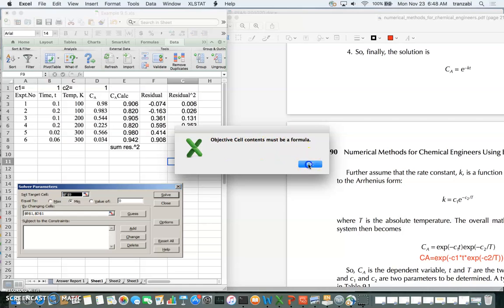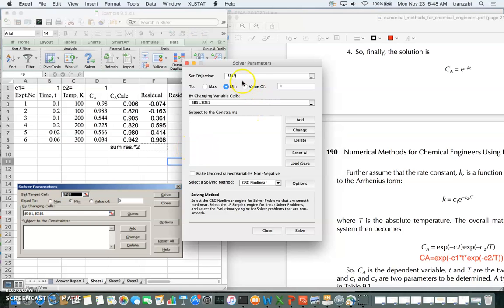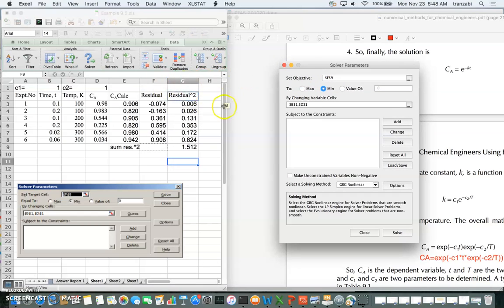Objective cell must be a formula. That's G9. I clicked on F9. That's incorrect, so let me correct this one. It's going to be G9.